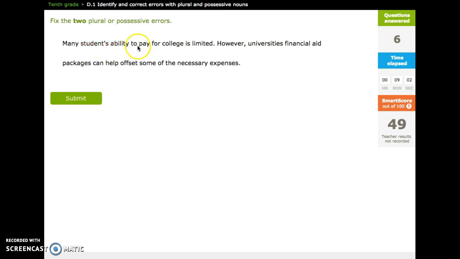Many students' ability to pay for college is limited. So for many, we need to write students, because that's plural. We'd add the apostrophe s because they have an ability, but then we have two s's, so we take the s away. However, universities' financial aid packages. How many universities? Well, let's make it plural. Okay, and then they have packages, so we could do that, but then there are two s's.